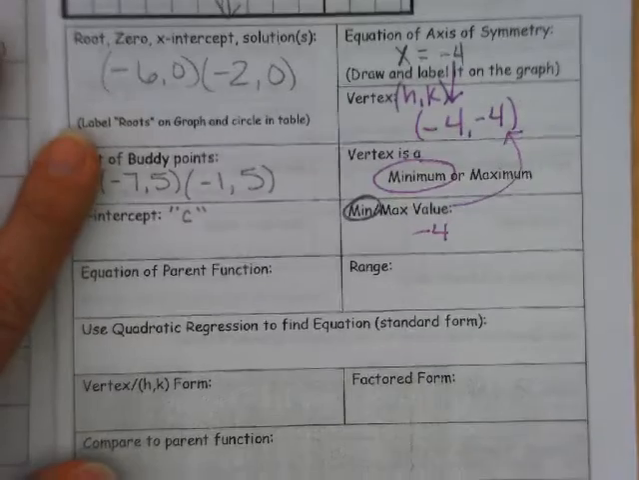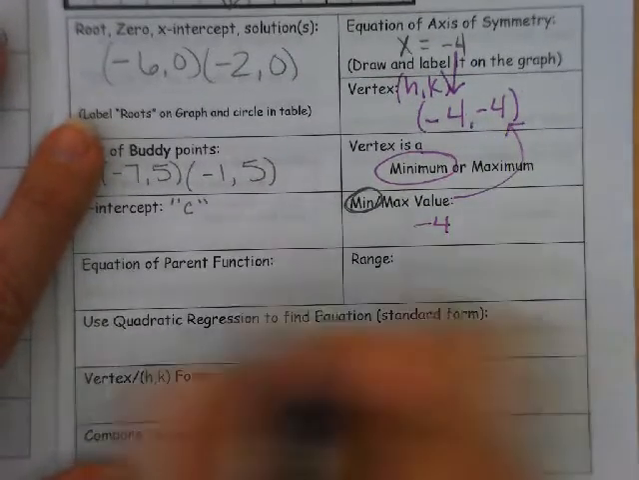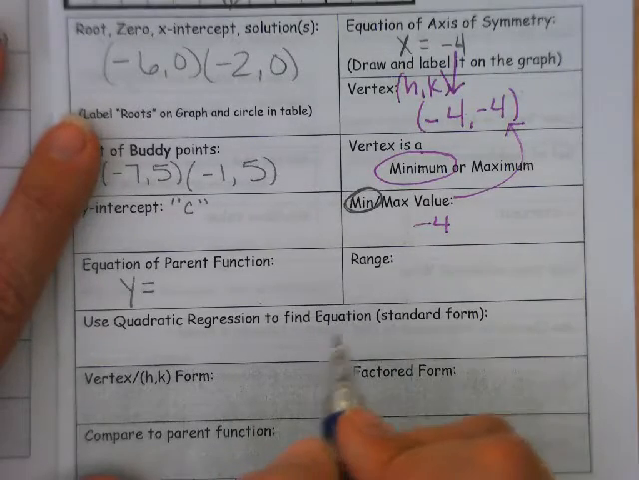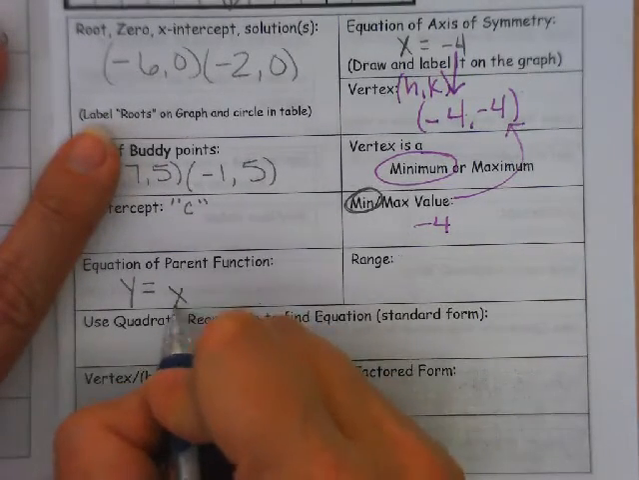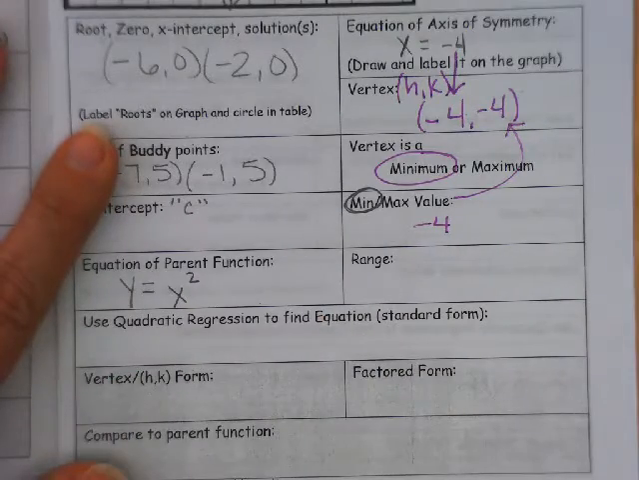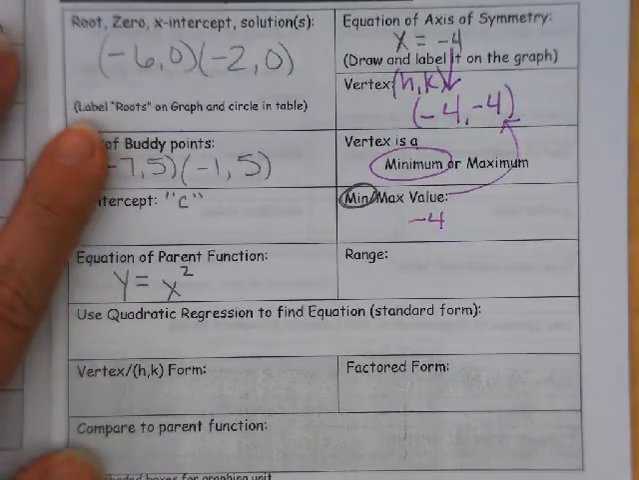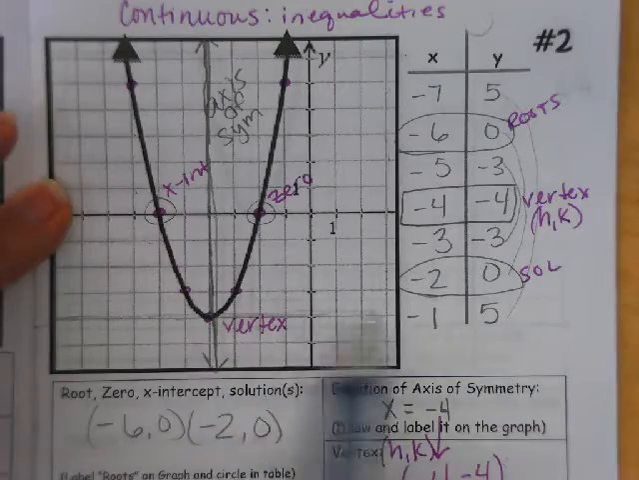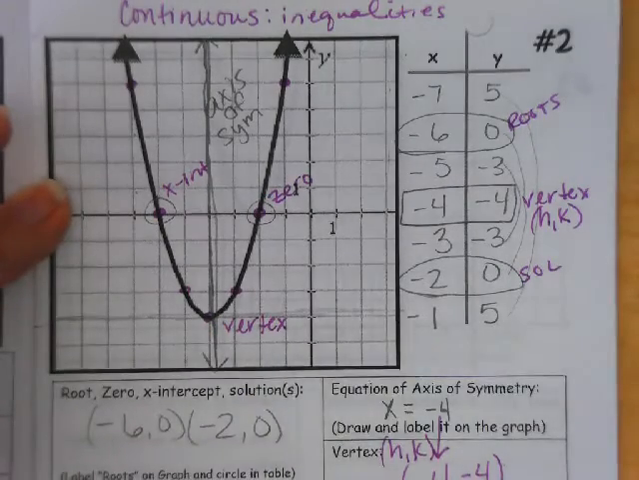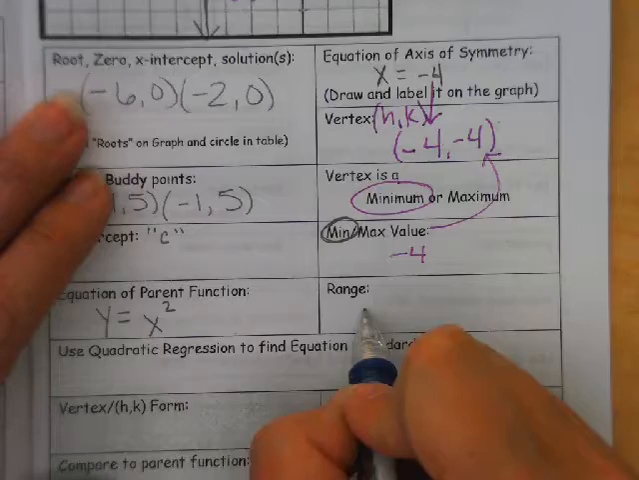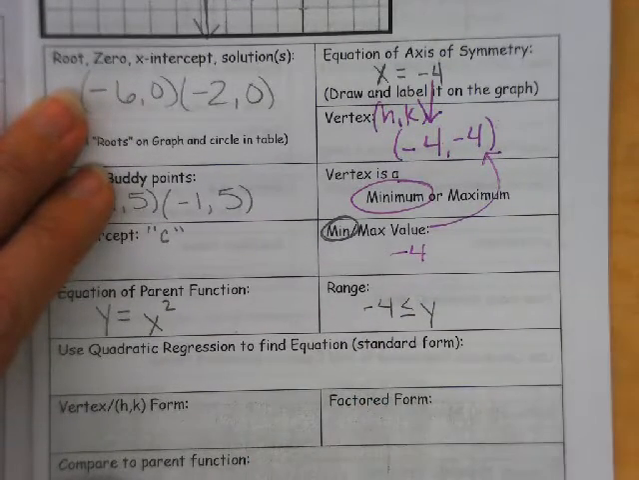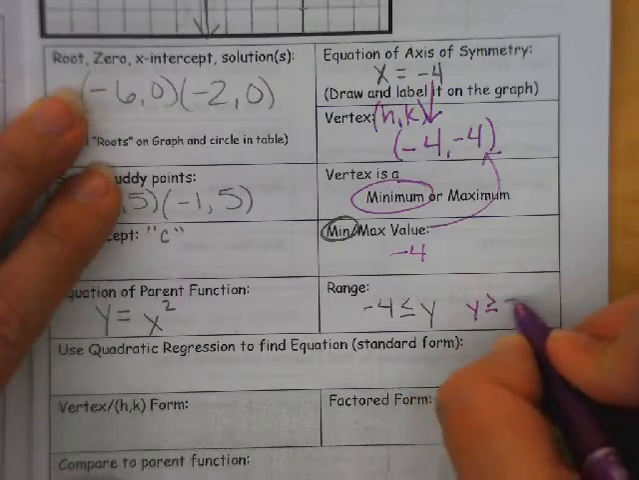What is our equation for our parent function? We wrote it on the front. This is going to be the equation we compare all quadratics to. It is y equals x squared. The range is going to be written with inequalities. We just said up here this was continuous. So if this is my lowest y value, what was it? -4. How am I going to write that? -4 is less than or equal to y. Good job. You could flip it around. You can say y is greater than or equal to -4.